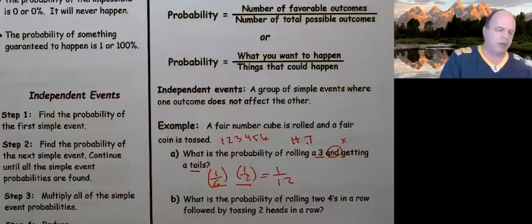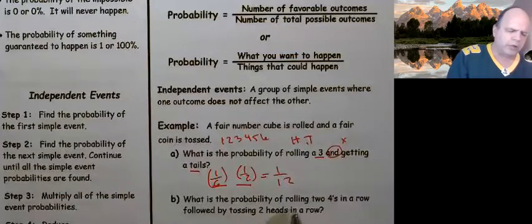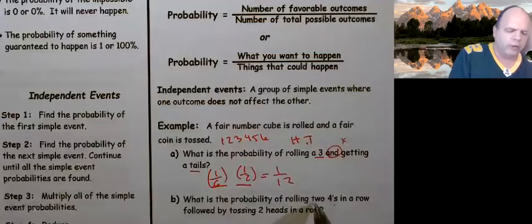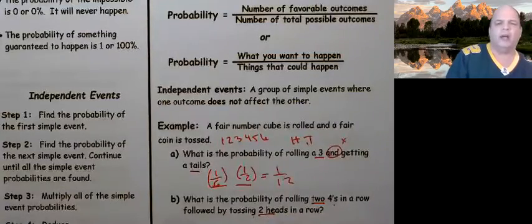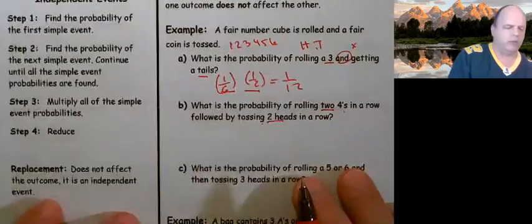All right, the next one. What is the probability of rolling 2 4s in a row followed by tossing 2 heads? So we have 2 4s and 2 heads. That means I need 4 blanks.